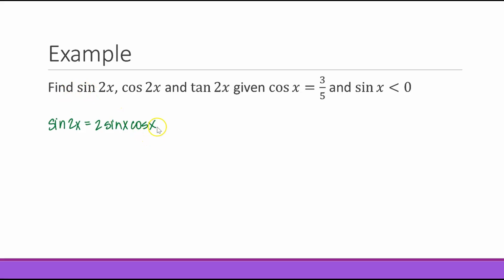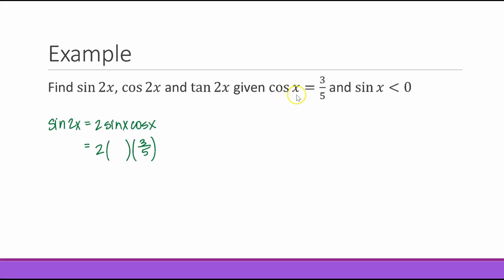So what do we have? We have the value of cosine x. Cosine x is 3 over 5. So we have 2 times, and we're missing sine x, and then cosine x is 3 over 5. So we're missing the value of sine x. We do know sine x is a negative value, but we need to know specifically what value it is. And here's where we're going to have to draw ourselves a triangle.